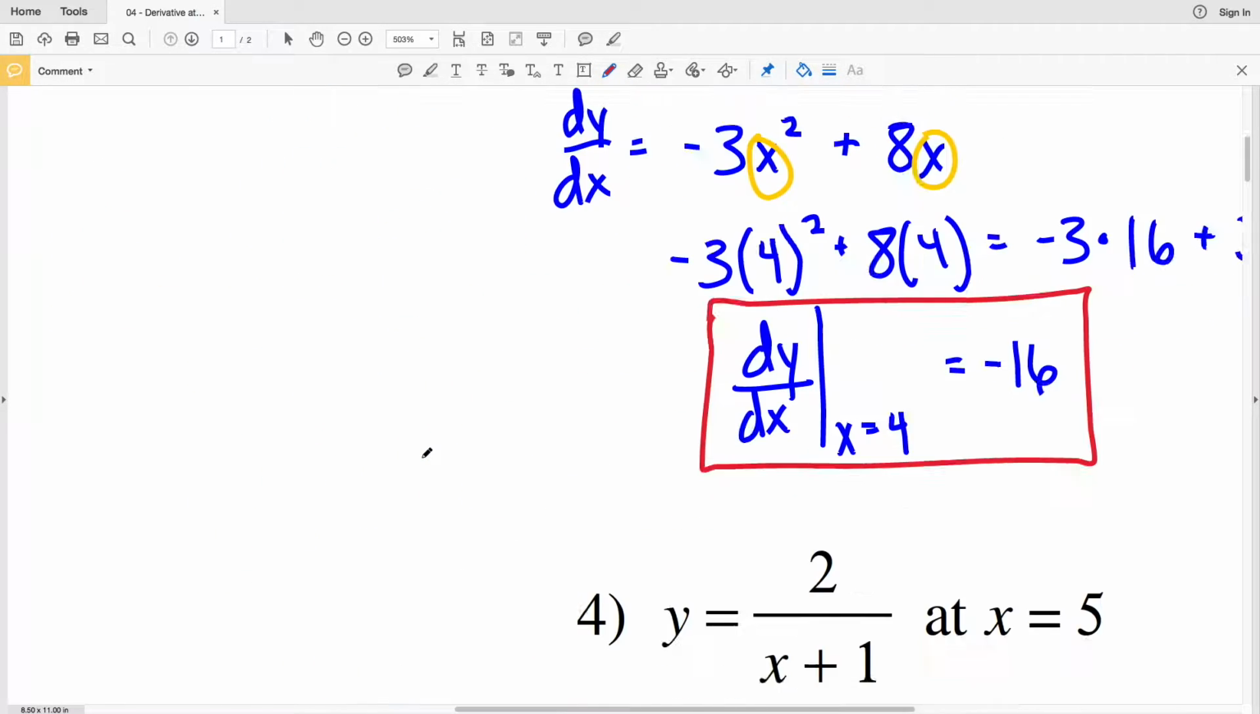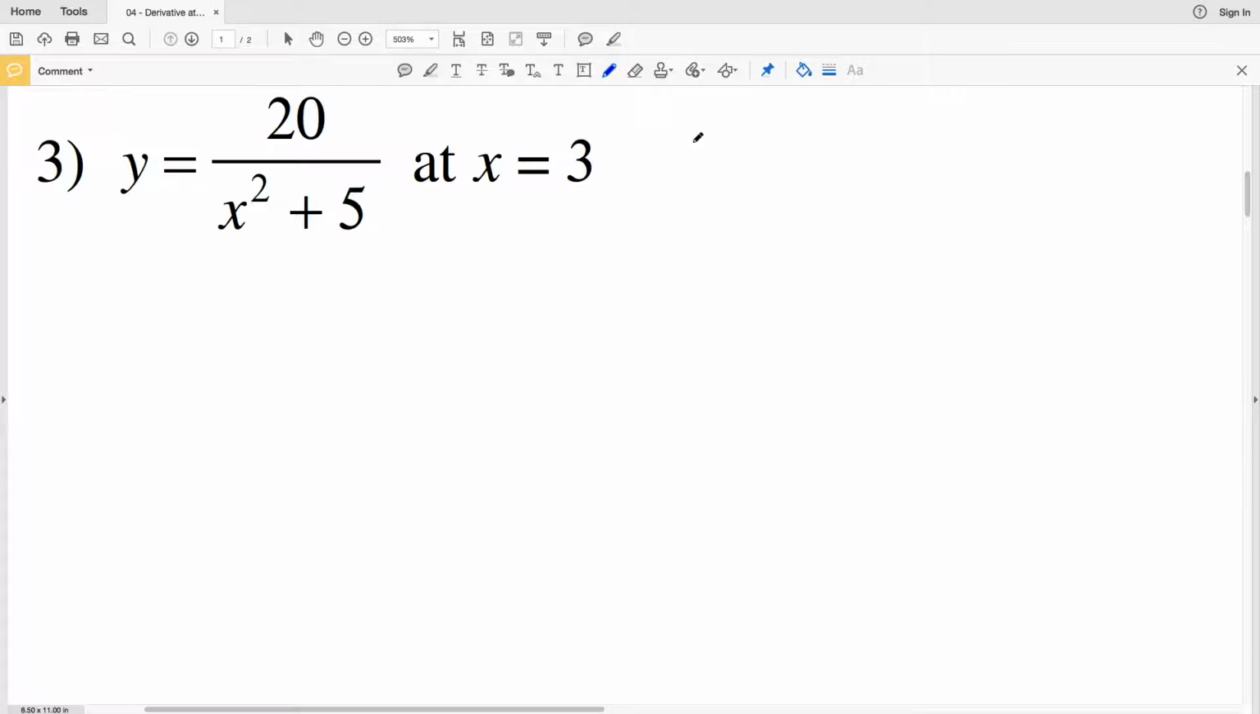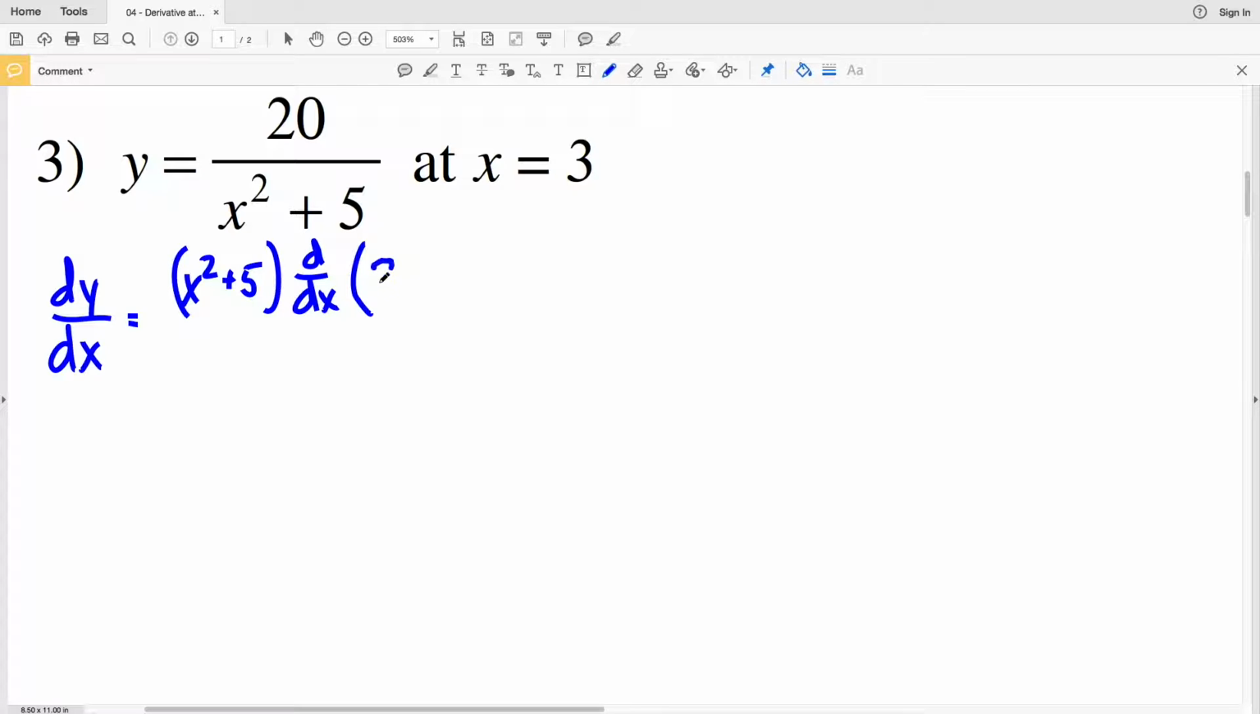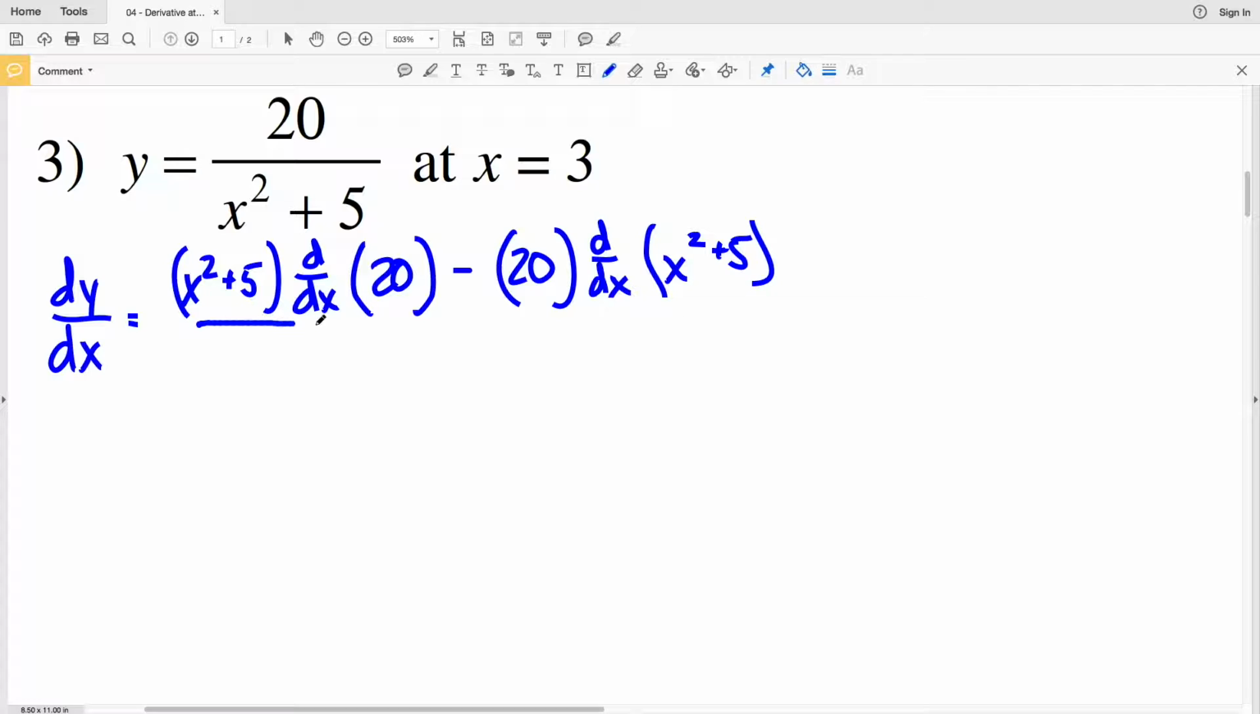Now on to number 3. We're going to be calculating the derivative of 20 over x squared plus 5. Remember, we're going to use the quotient rule. That's low d high, so low is x squared plus 5 times the derivative of our numerator, the derivative of 20, minus high, our numerator, times the derivative of our denominator, all over our denominator squared: x squared plus 5 squared.